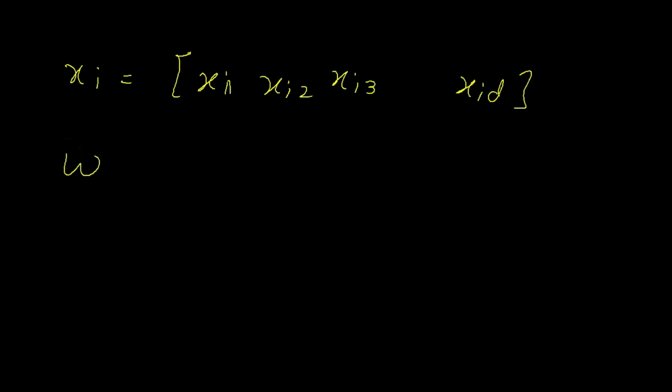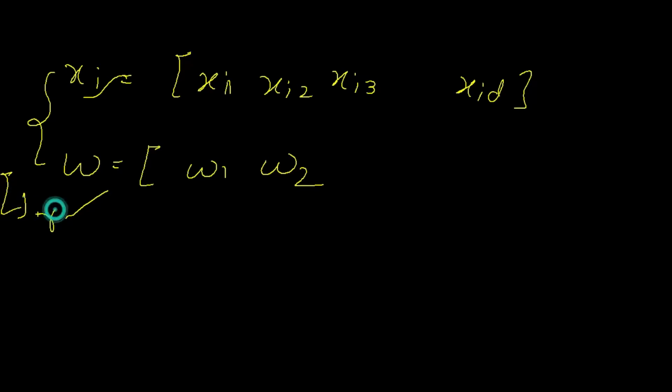We can also write it in the matrix form. As I told you, xi is in the form of xi1, xi2, xi3, up to xid, and we can write all the weights in the form of a single vector, w1, w2, w3 up to wd. Both are row vectors.